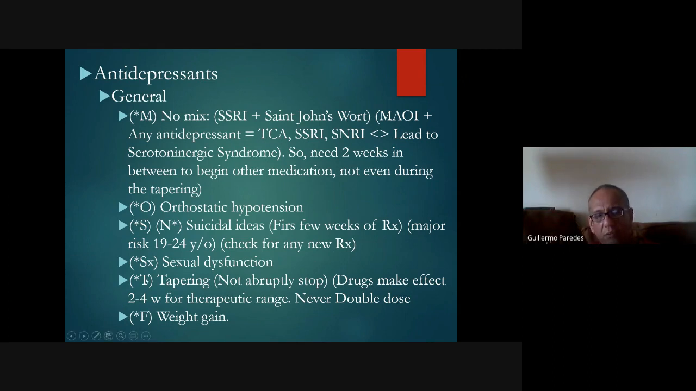Sexual dysfunction. Tapering, no abrupt stopping. The drug takes effect in 2 to 4 weeks for a therapeutic range. Never double the dose. And they are going to gain weight. So that is most antidepressants. I give you several mnemonics, just select which one is better. This one I will say is directed for HESI.